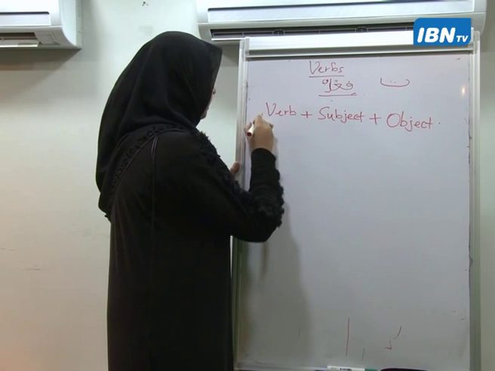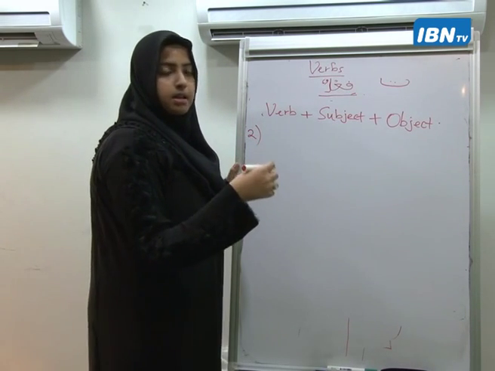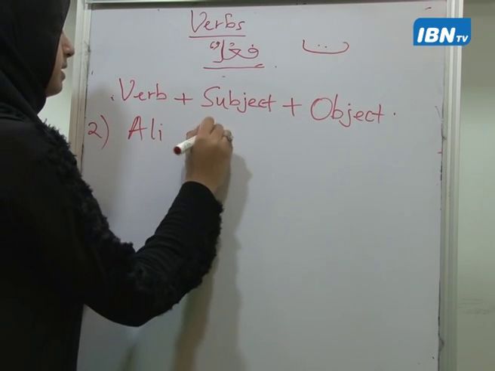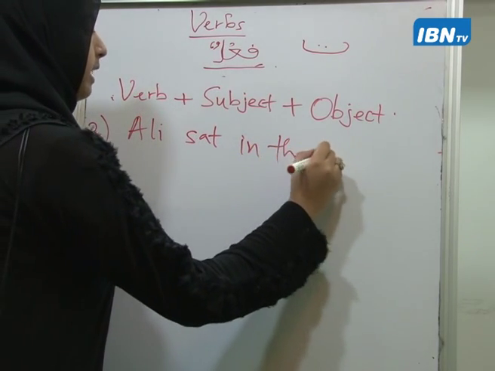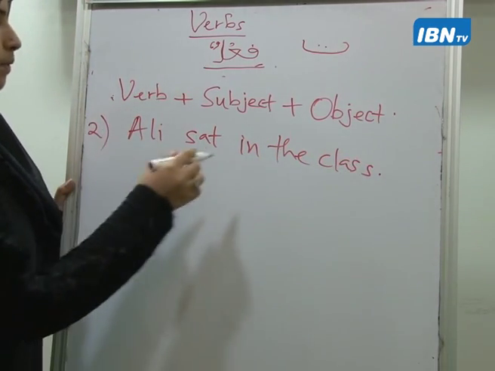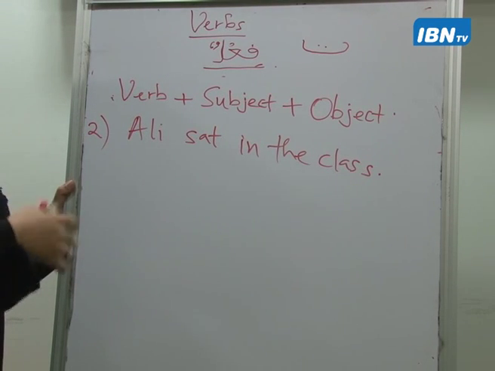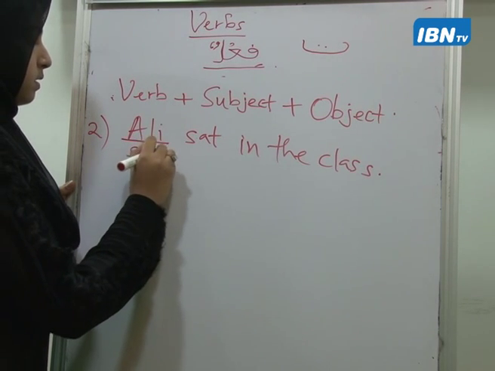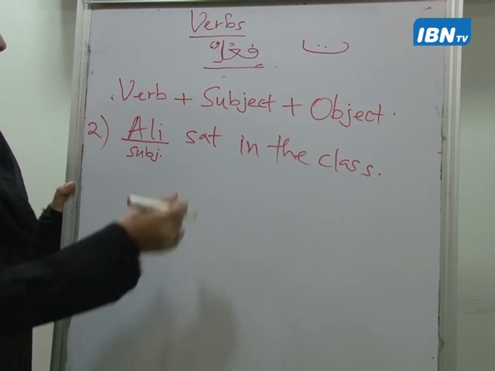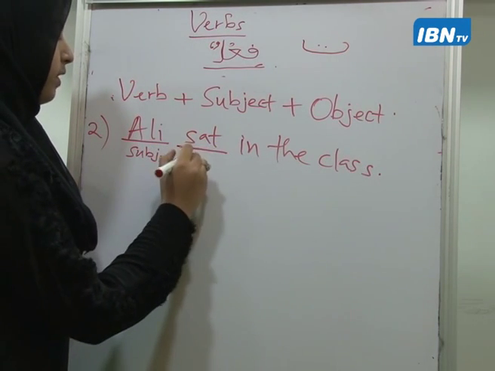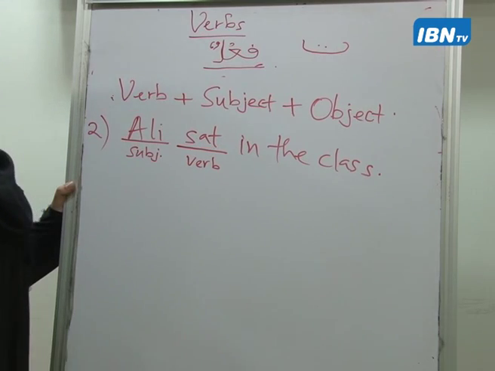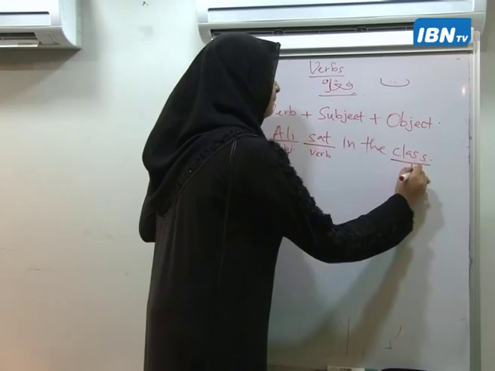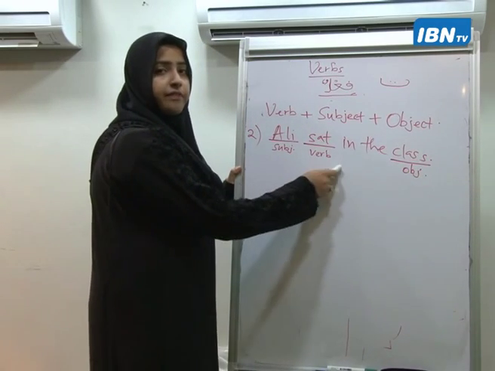Let's look at another example. So what if I want to say Ali sat in the classroom, okay? Ali sat in the class. Right. So, what is my subject here? My subject is Ali. So, that is my subject. What is my verb here? My verb here is sat, right? So, that is my verb. And what is my object being discussed here? My object is classroom. The class. So that is my object, right? So we have subject, verb, object.